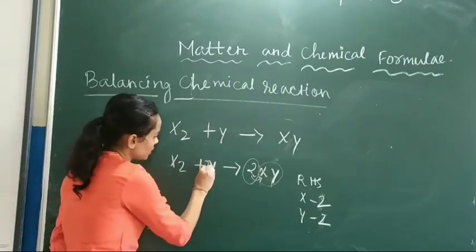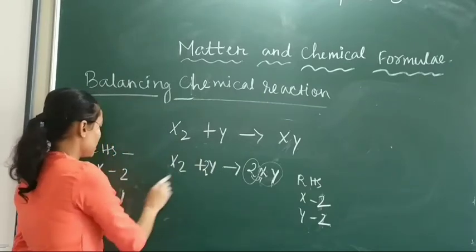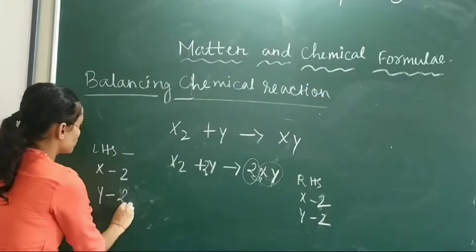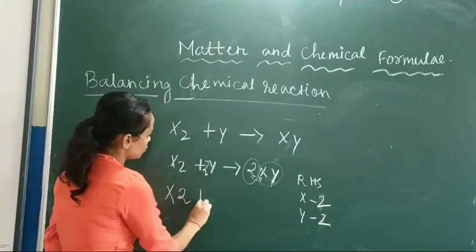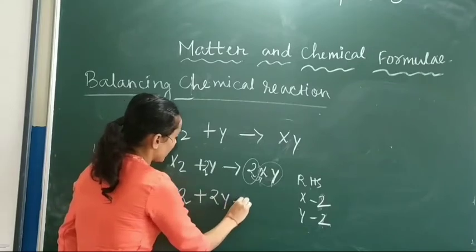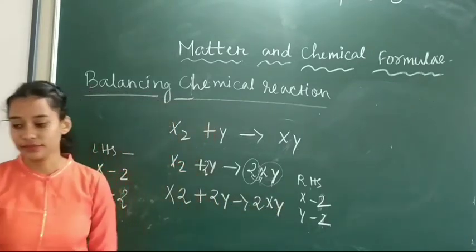We have to put 2 here. So what will happen? The number of Y in the left hand side will become 2. And now the equation is balanced. So how will we write? X2 plus 2Y gives 2XY. Okay?